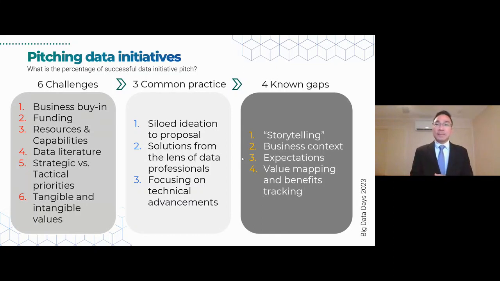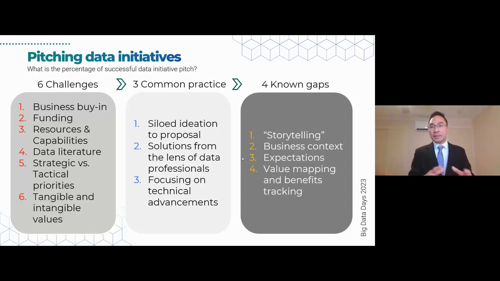Then business context, that's also in a way very well aligned with storytelling, that I say is still a gap. Business context, not just from a tunnel vision, an isolated view of today or yesterday, but also for the future forward as well. Expectation from executives, from stakeholders, from customers is also a gap. And last but not least, value mapping and benefit tracking. I realized it is one of the hardest parts for anyone who pitches any data initiative.